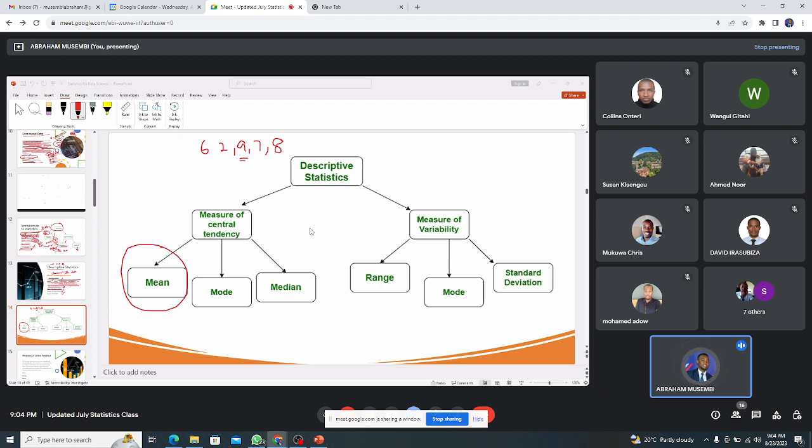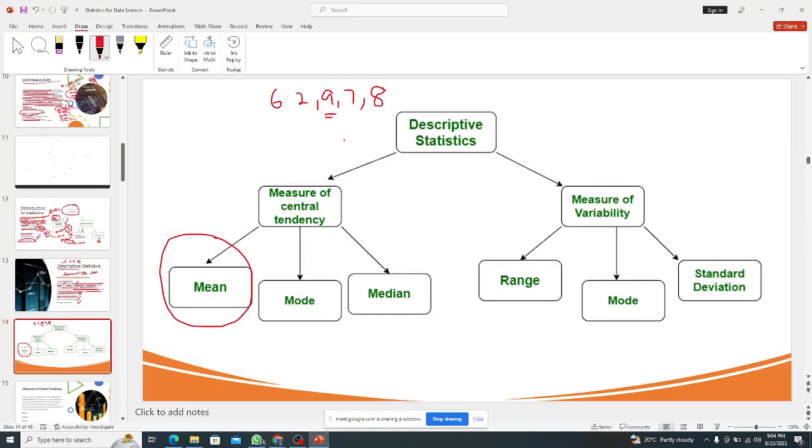So you must talk about order, in an ordered data set, whereby you can order the data either in ascending or descending order, that is in an increasing manner or in a decreasing manner. For example, we arrange this: 2, 6, 7, 8, and 9. So in this case, the median is 7.